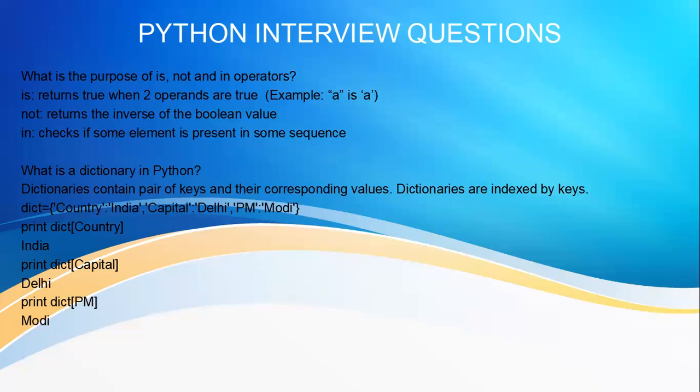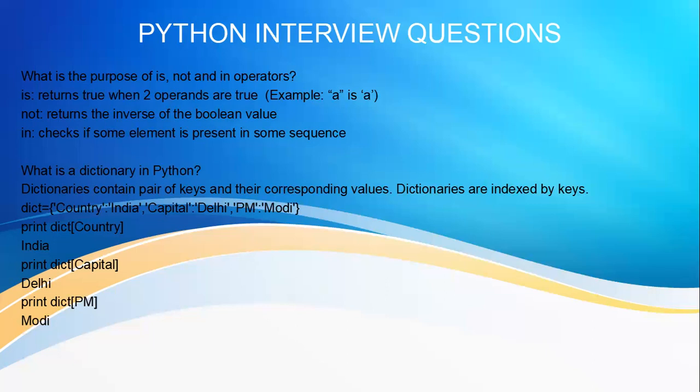The next operator is not. Not will negate the existing value. So for example, if the output is true, the not will make it false. If the output is false, the not will make it true. So this is the meaning of the not operator.